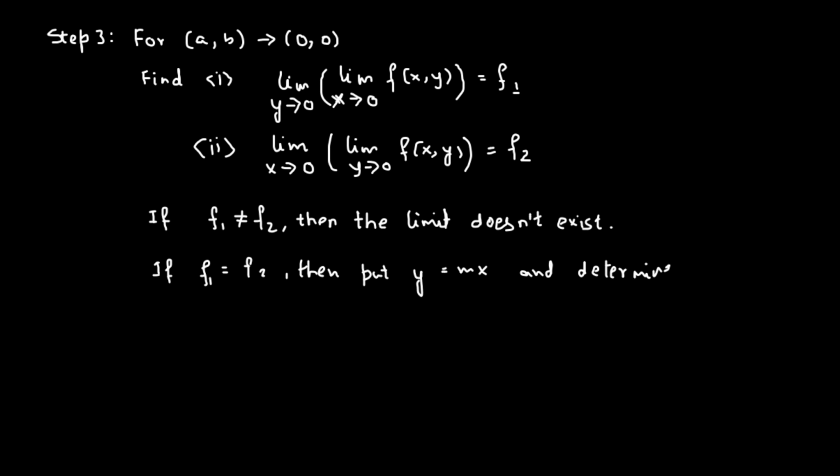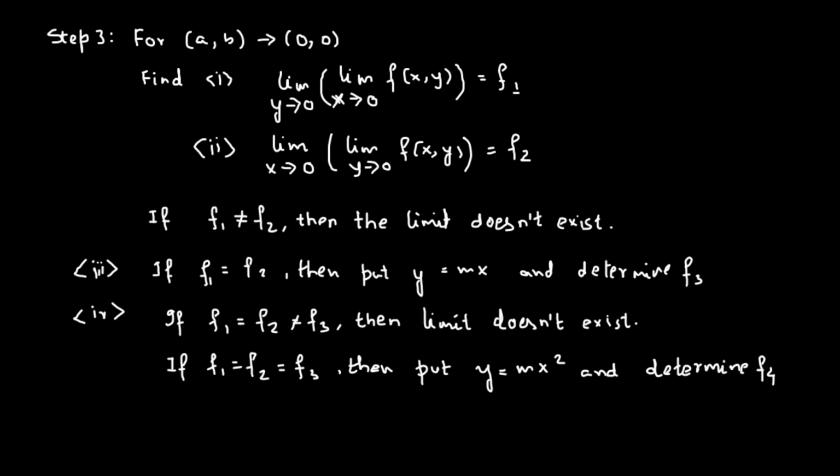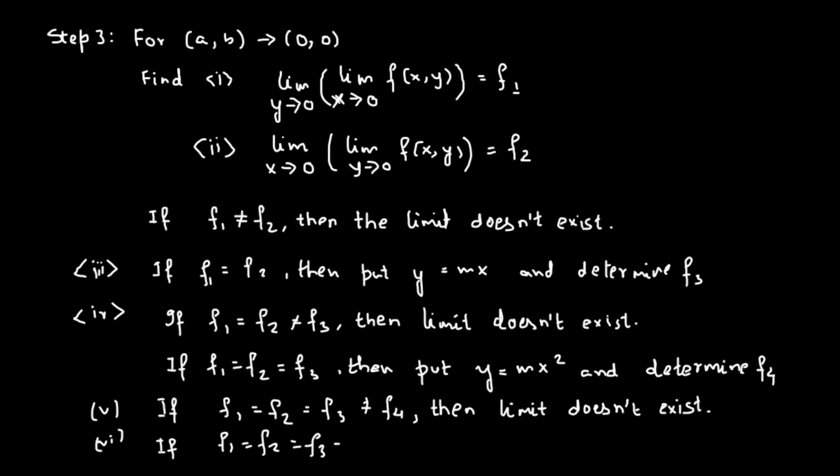and then put y equals to mx and determine a new function f3. If f1 is equal to f2, which we have already proved, but it is not equal to f3, then the limit doesn't exist. On the other hand, if f1 is equal to f2 is equal to f3, then again we have to replace y with a new value, which is mx squared, and determine another function f4. And then we're going to check f1 is equal to f2 is equal to f3, and if this is not equal to f4, then limit doesn't exist, and if it is equal to f4, then limit is going to exist.